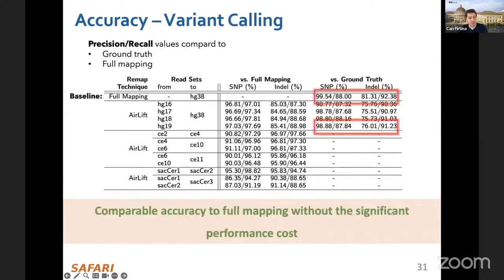But essentially what we see is that AirLift provides a comparable accuracy to full mapping without a significant performance cost. So we see this by looking at these results. Here, the SNP and the indel accuracy of full mapping is around 99.54% and 81.31%. And here, especially by looking at the SNP results, the accuracy of AirLift is very close to the accuracy of full mapping. And AirLift can actually generate very similar accuracy results without even fully mapping the reads from scratch, by providing these significant performance improvements.